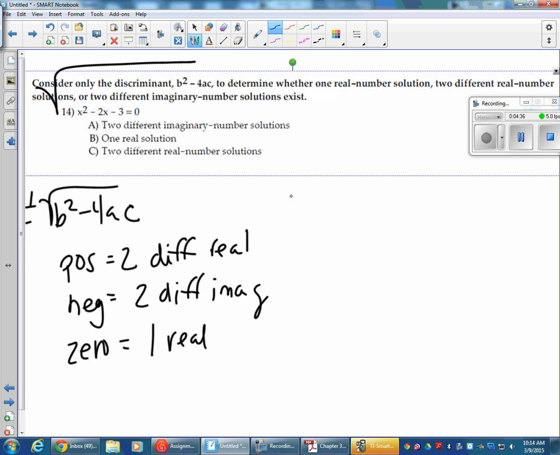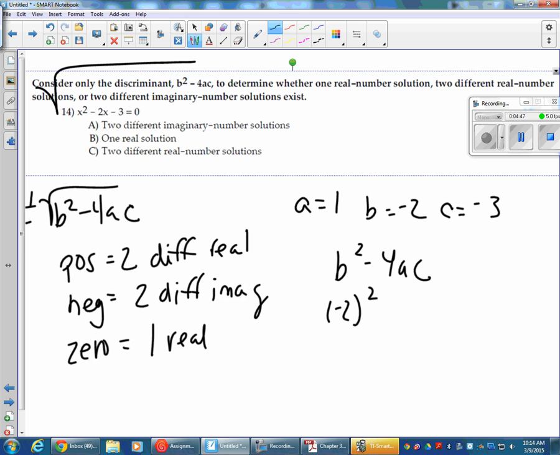So in this particular problem, a would be 1, b would be negative 2, and c would be negative 3. So I'm only going to do b squared minus 4ac. I'm not going to do the whole thing. So negative 2 squared, make sure you put parentheses around it, minus 4 times 1 times negative 3. That'd be plus 12 because it's minus some negative, so that'd be 16. So since I got a positive number, I've got two different real number solutions. That's 14.